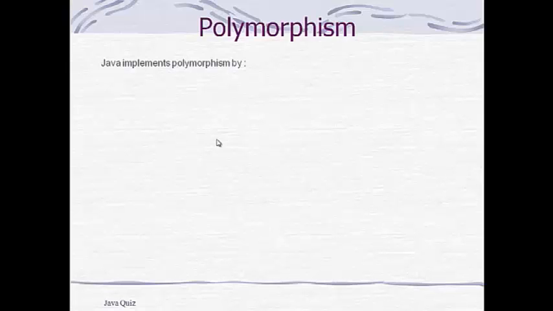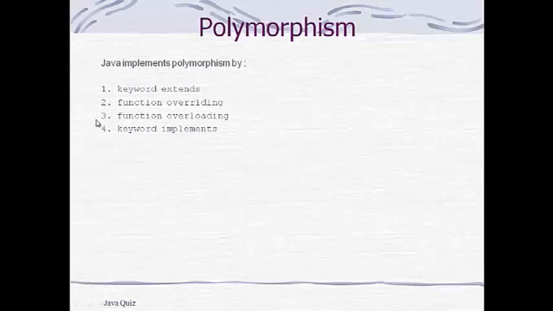Polymorphism. Java implements polymorphism by which of the following? The keyword extends, function overriding, function overloading, or the keyword implements. Is it first and fourth, second and third, or none of these, or all of these?